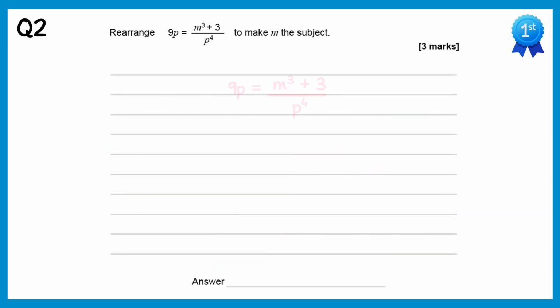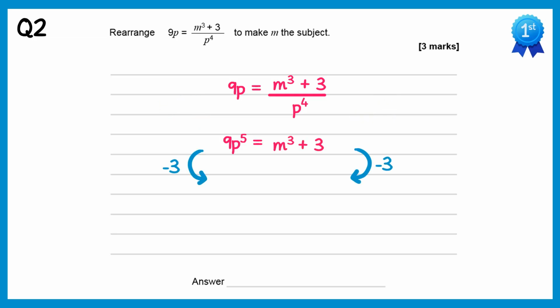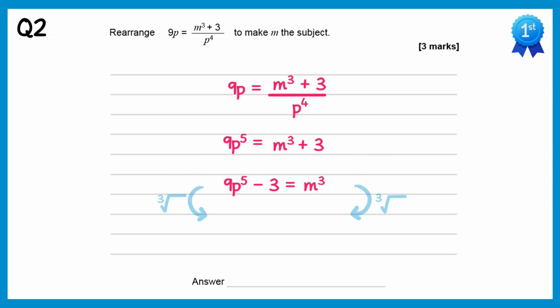For this question we have a formula and we need to make m the subject. First of all, times both sides by p to the power 4. On the left you'll then get 9p to the 5, and on the right the p to the 4 will cancel, so it's just m to the 3 plus 3. The next step is to take away 3 from both sides. So on the left we've now got 9p to the 5 take 3, and on the right the 3's cancel, so it's m cubed.